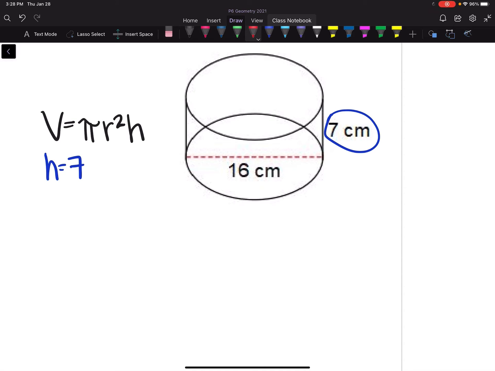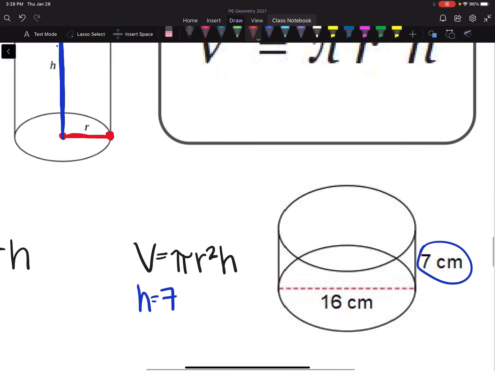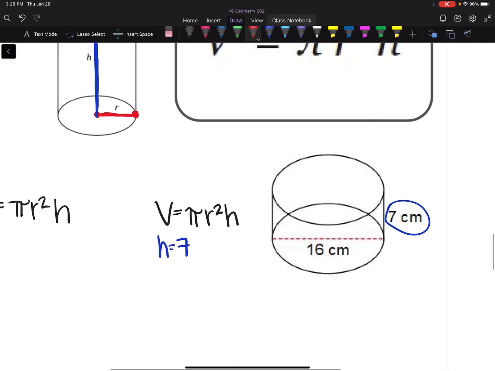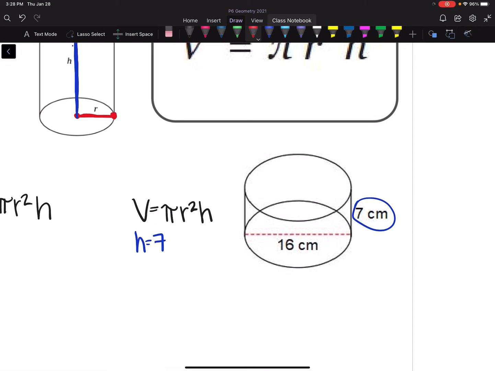So we know that the radius is the distance from the center of our circular base to the edge. Here they give us the entire length, or the diameter of the circle. So they give us what's called the diameter, which goes all the way across through the center. We only want the radius, which starts at the center and works its way out to the edge. So we want to take half of the diameter, which is 8, to give us our radius.